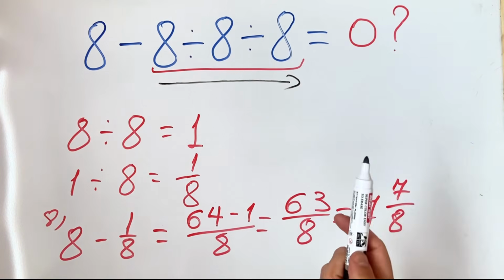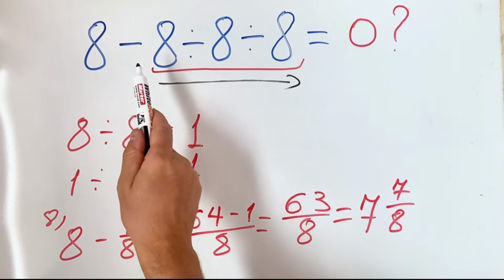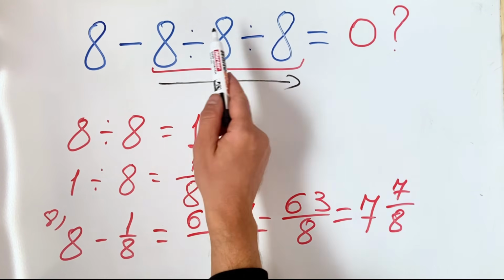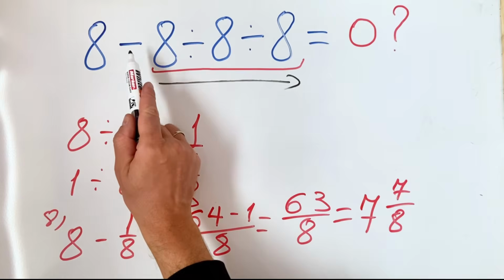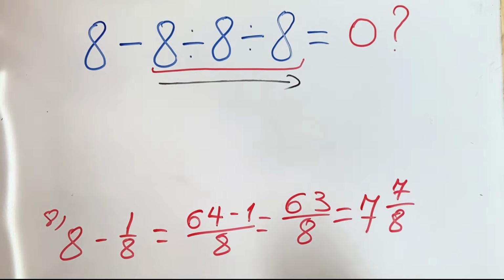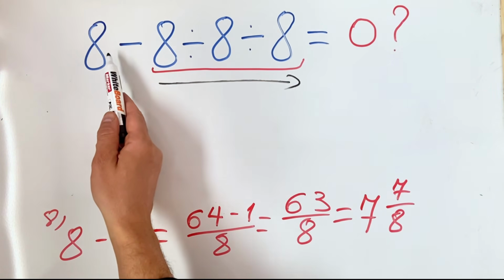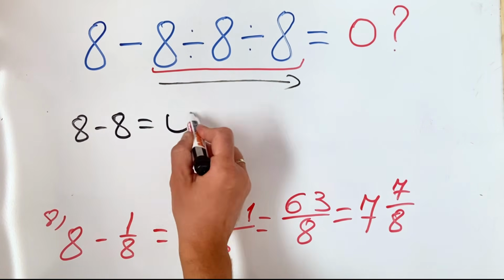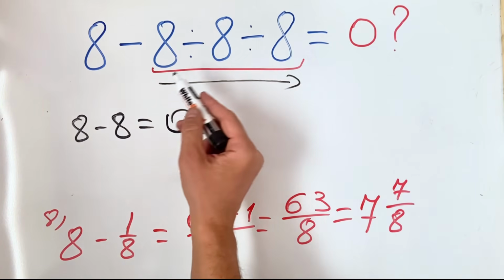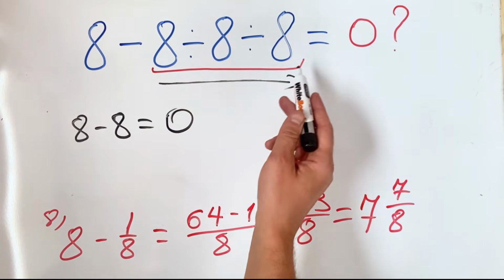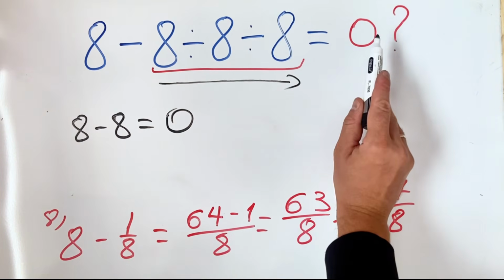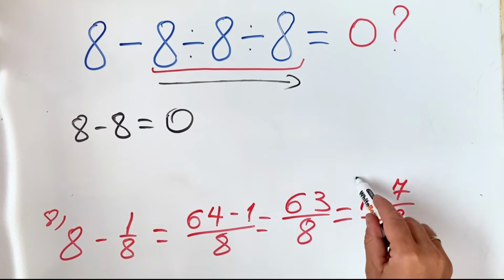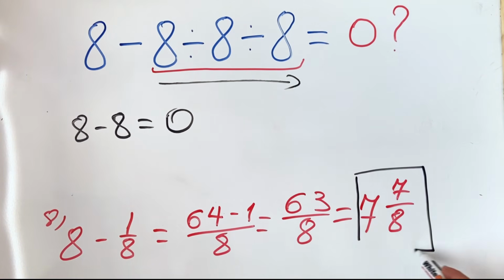But in most cases, where people get it wrong is they don't follow the order of operations, where division has priority over subtraction, so they do the subtraction first. In this case, they do 8 minus 8 first, which equals 0, and then of course 0 multiplied or divided by any other number equals 0. So for this whole equation they get 0. But of course you all know that is wrong, and the correct answer is this one.